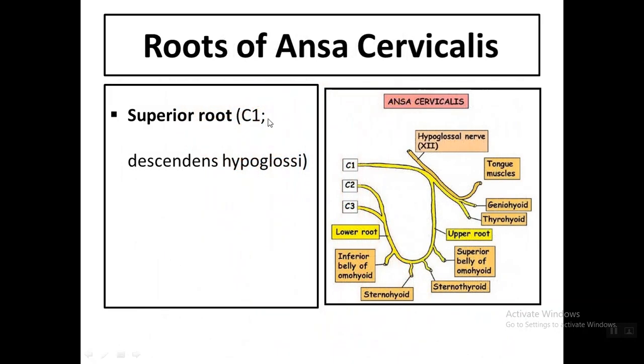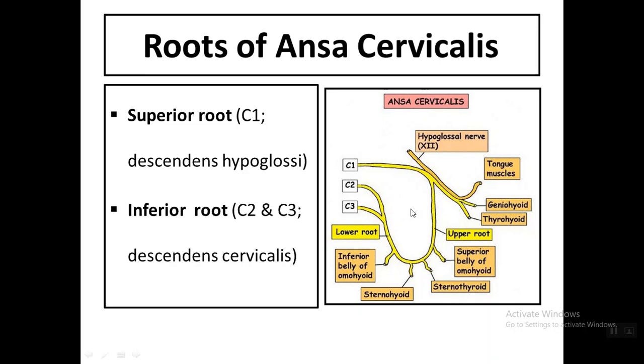The superior root is formed from the C1 cervical nerve, ventral ramus, and it is called descendens hypoglossi. This is C1. Why is it called descendens hypoglossi? Because it associates with the hypoglossal nerve, which is the 12th cranial nerve. This is the superior root, which begins from C1. It associates with the hypoglossal nerve, and this C1 will supply the geniohyoid and the thyrohyoid muscle.